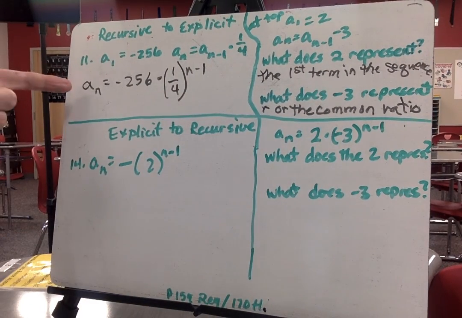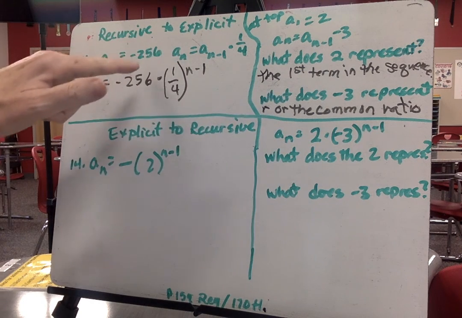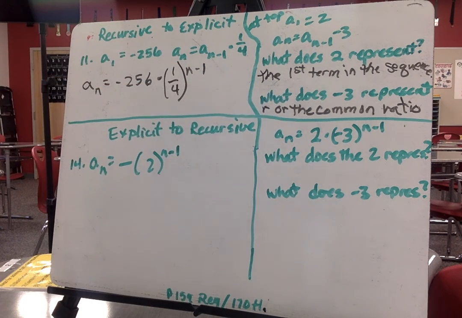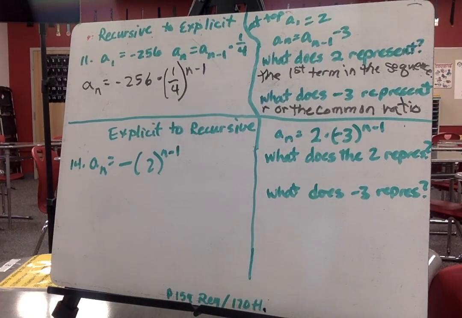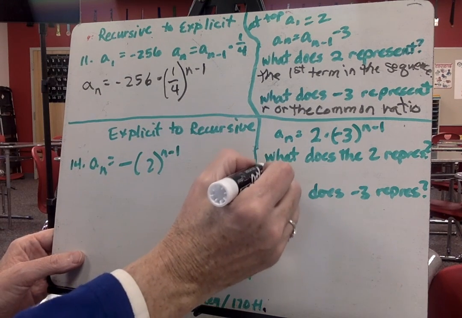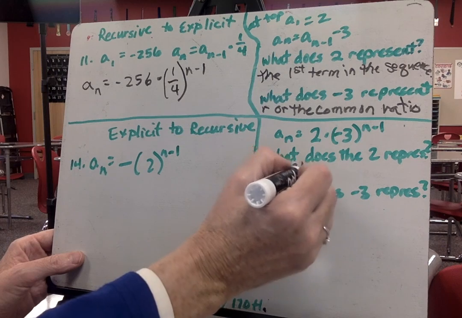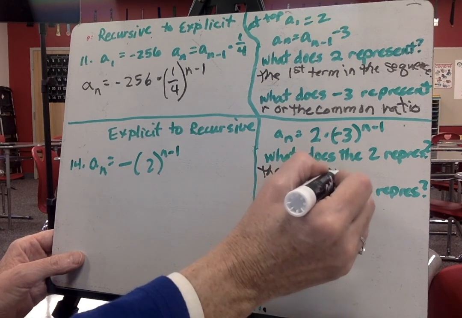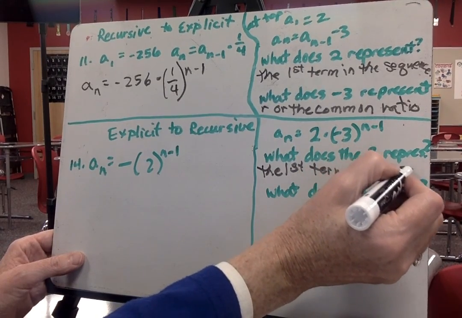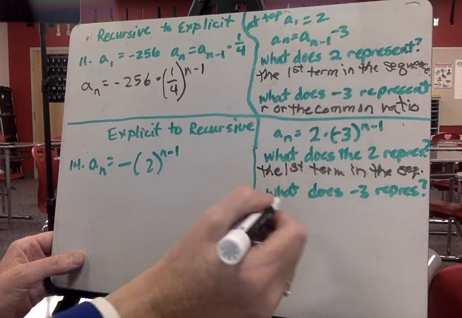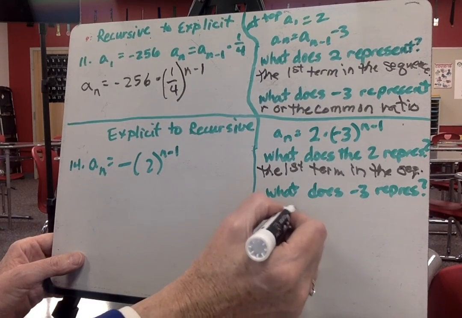All right, so then we can go on to 11, where we have this recursive formula. We change it to the explicit formula like that. Okay, then we're going to jump to number 14, or actually we could go over here and look at this formula. What does the 2 represent? And again, number 2 is the first term in the sequence. What does negative 3 represent? R, or the common ratio.